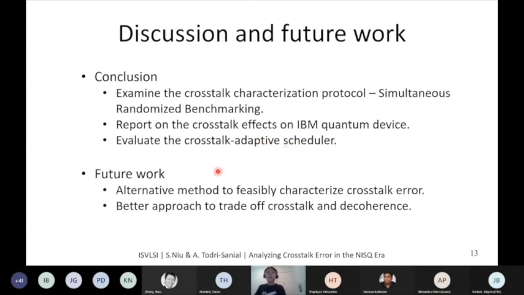Based on the experimental results, we found that one of the biggest problems of simultaneous randomized benchmarking is its huge overhead. It is not scalable for large quantum devices. An alternative method to more feasibly characterize the crosstalk error is needed. And also, as I mentioned before, the crosstalk adaptive scheduler reduces the crosstalk at a great price of increasing the circuit depth, and it is also very expensive. So a better approach to trade off crosstalk and decoherence is also of interest for our future work.